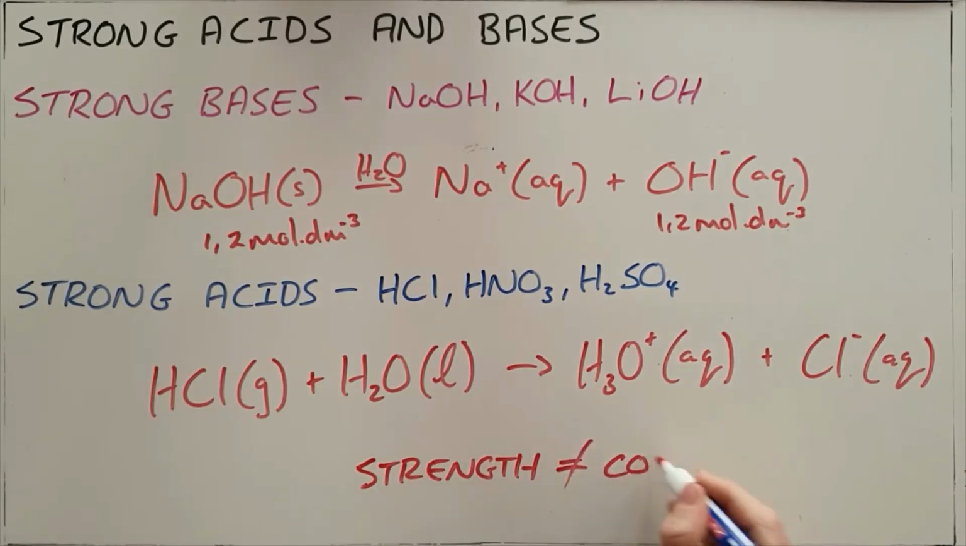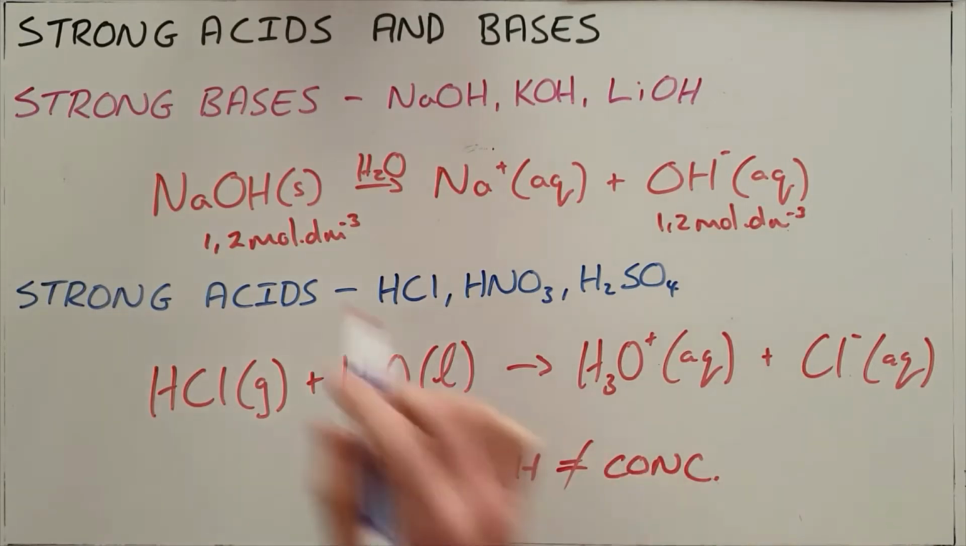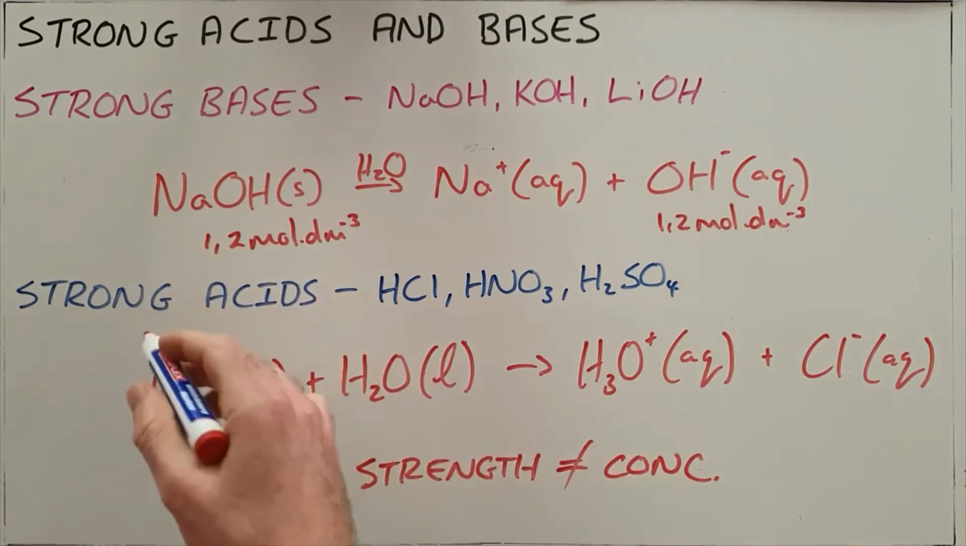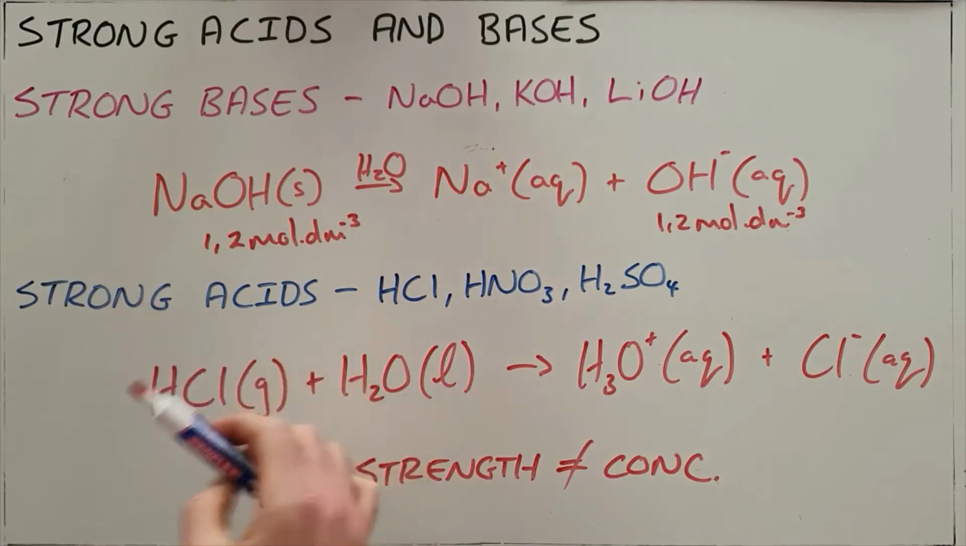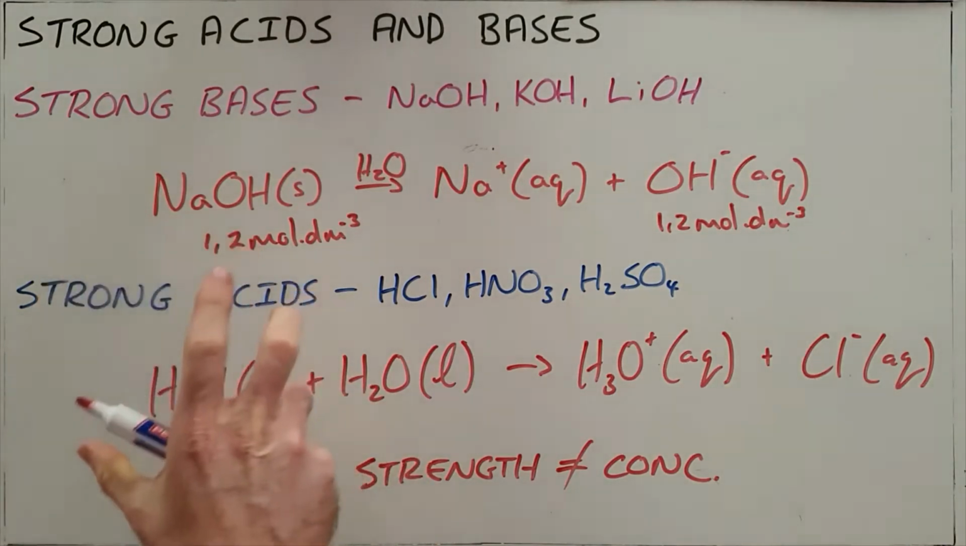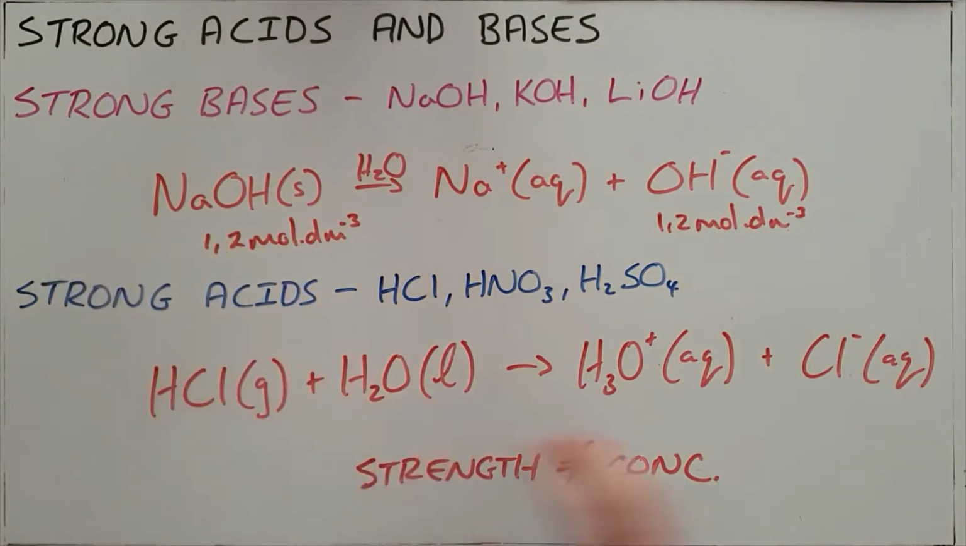the concentration of that acid or base. So it is possible to have a very low concentration of a strong acid or a strong base. All that would mean is that it is still completely ionized or dissociated in water, whereas when we say that we have a high concentration, we are just saying there is a large number of moles per cubic decimeter of that substance present.